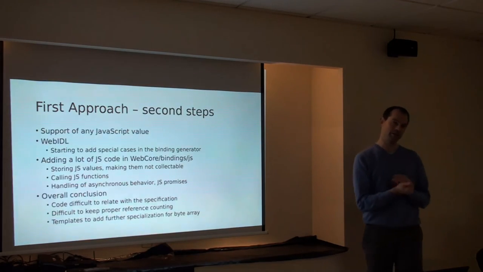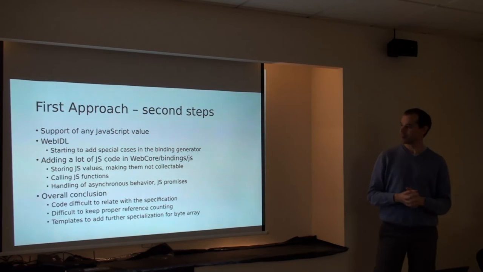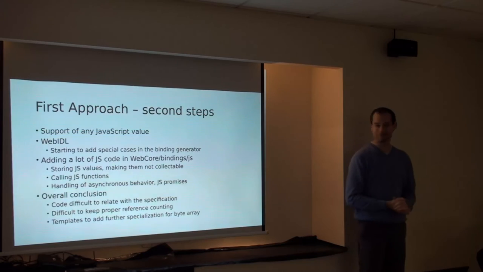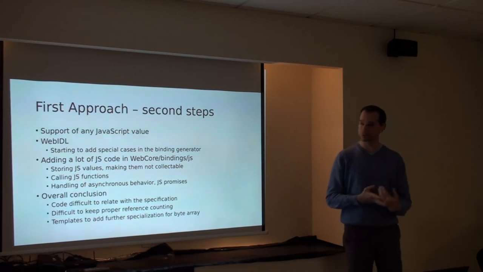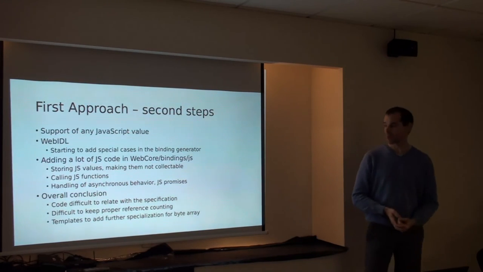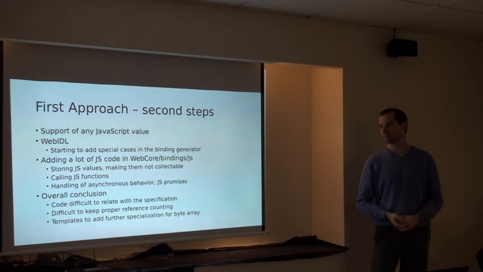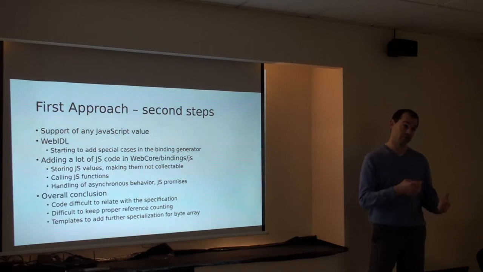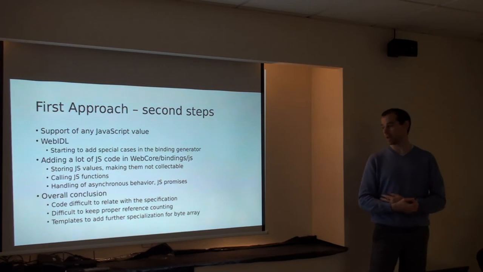Then we wanted to stream potatoes, and it was a big mess because you need to support any JavaScript value in WebCore. So you need to add a lot of custom code within WebCore binding in JS. You need to store values, making sure that they are not collectible. You are calling JS functions asynchronously, promise based.